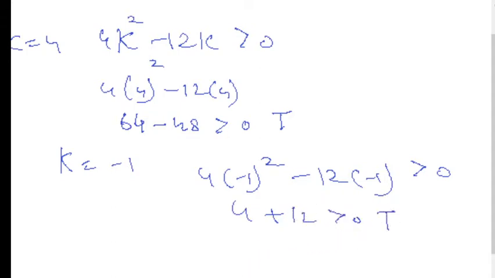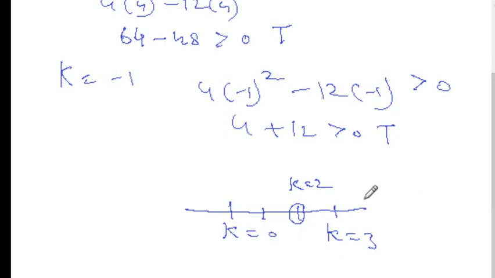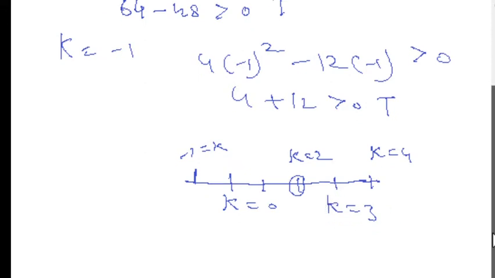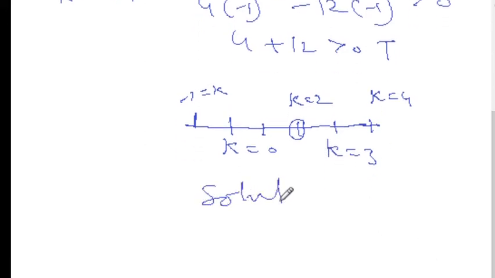So see, the results we have are k 0 and k 3. Now 2 I checked, k is equal to 2 was not giving me greater than 0. But when I checked k is equal to 4, it gave me greater than 0. When I checked k is equal to minus 1, both gave us greater than 0. So it means the solution set is what?